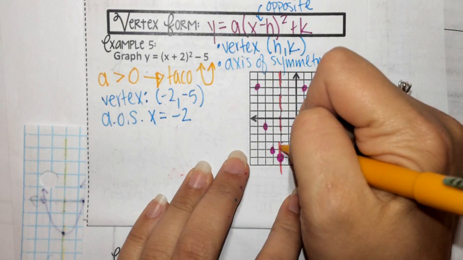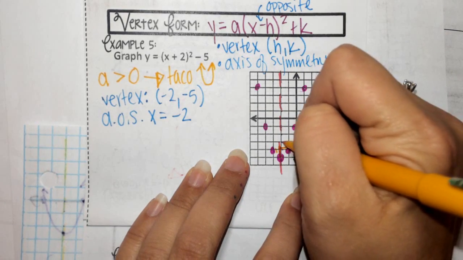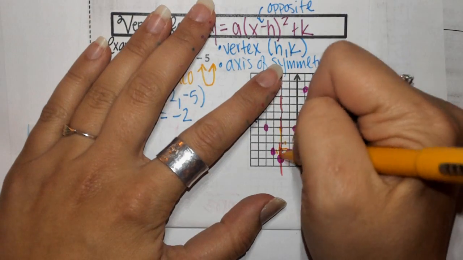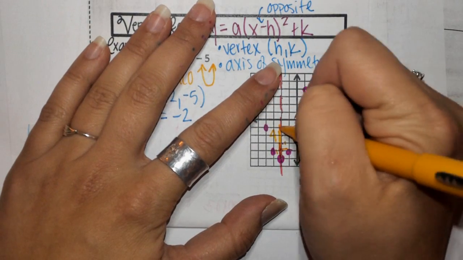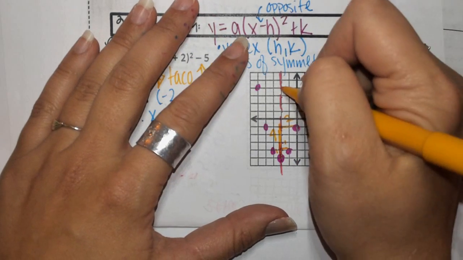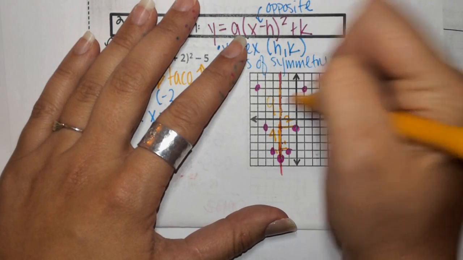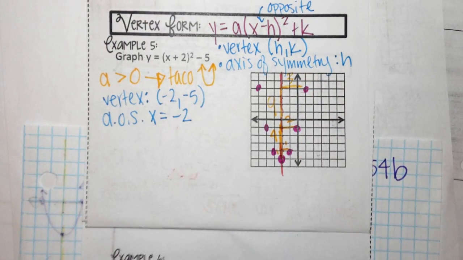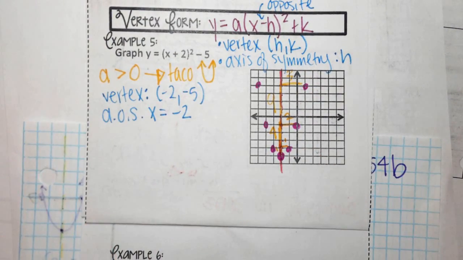Now, let's see if anybody can figure out what I did. So I went up 1, right 1, correct? And then what did I do after that? I went up how many? 4. Right how many? 2. Okay? Then I went up how many? 9. And I went right how many? 3. They're squares! I'm going to explain it.